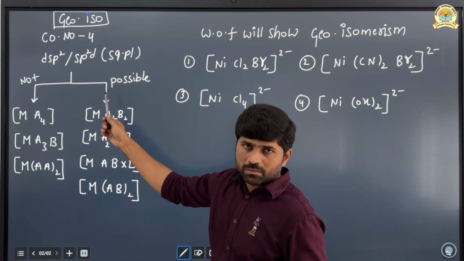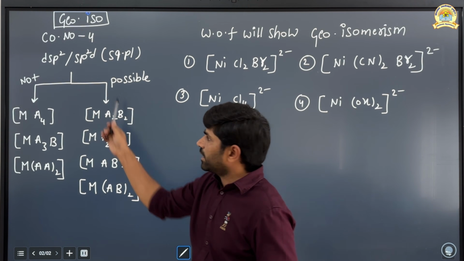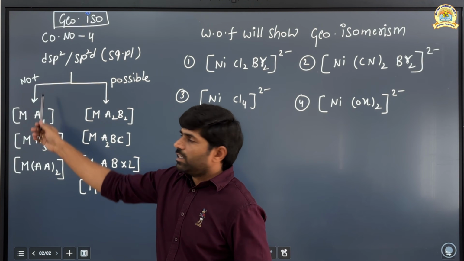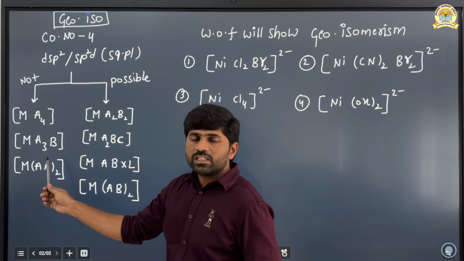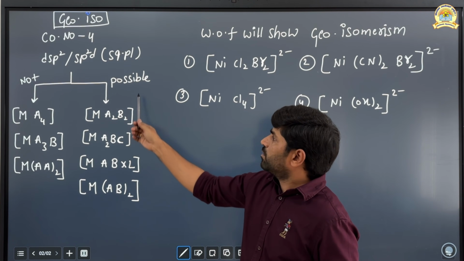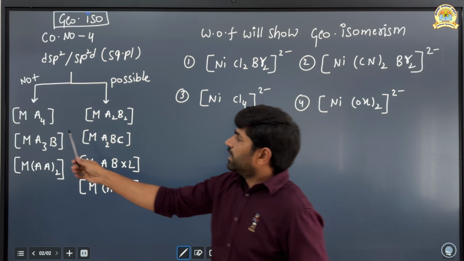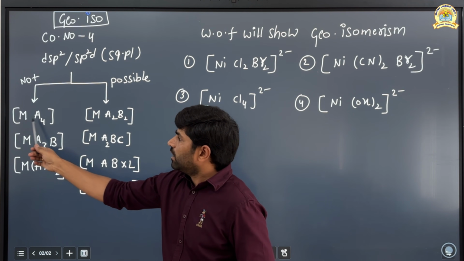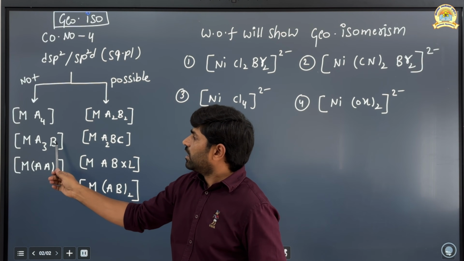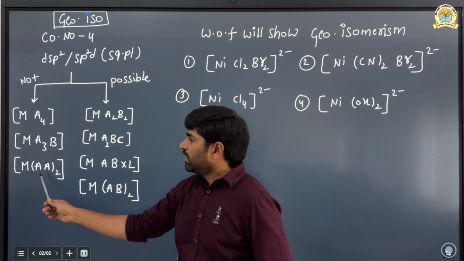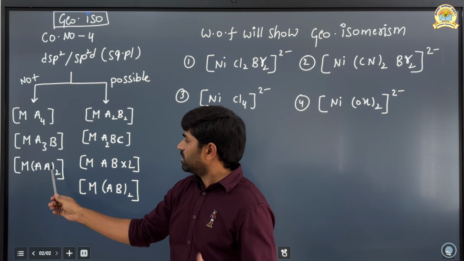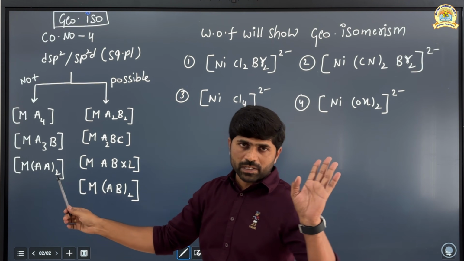So what types of possibilities are there? Let's observe. Here, two categories are given to you. In the first category you can observe the not possible condition. For these complexes, geometrical isomerism is not possible. For these complexes, geometrical isomerism is possible. So Ma4, that means metal with 4 same ligands, is not possible. Metal with 3 same ligands and 1 different ligand is not possible. Metal with a bidentate ligand with the same donor atoms is also not possible for geometrical isomerism.